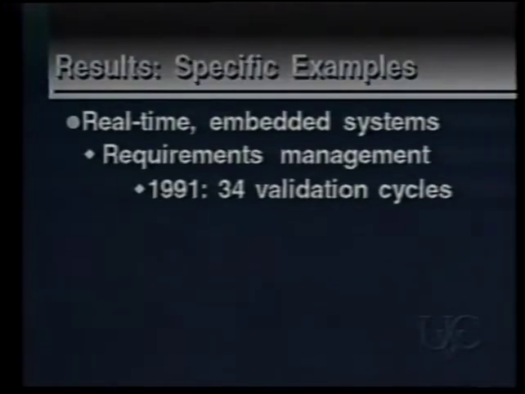Let me give you some specific examples. One organization that was developing real-time embedded systems had found in the past that they were having a lot of difficulty in getting requirements right. Now, what do I mean by this? In this organization, back in 1991, they had gone through 34 validation cycles before a product was finally shipped.